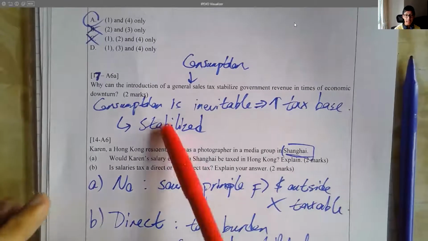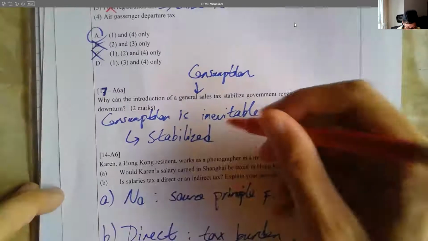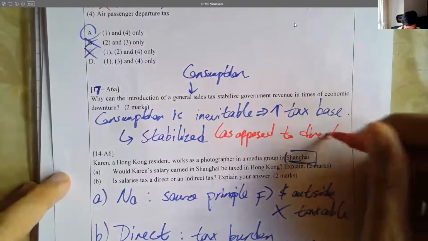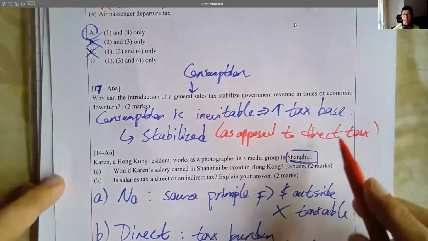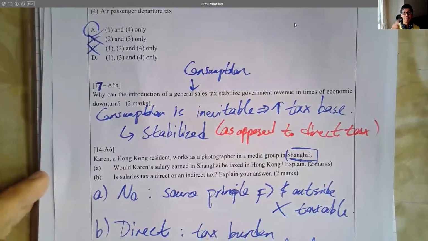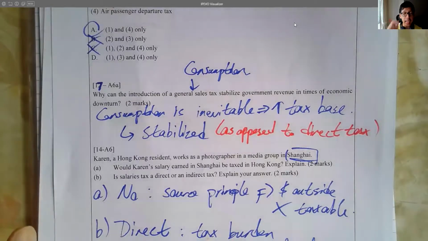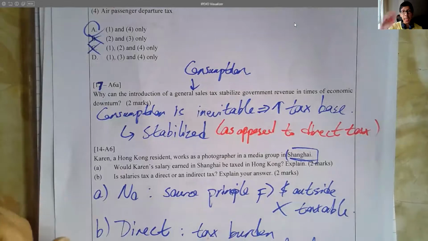係咪啊？Now, you may still not understand, but let's explain a little bit more. Now, when we say stabilize, we are saying as opposed to, let's say, direct tax. 係咪？Direct tax income. Now, in order to pay direct tax, first you need a job. 如果你都冇返工，你點俾人工稅咧？Right? Now, in economic downturn, people will lose their job, right? So the government will lose a lot of direct tax. 係咪啲公司會執笠啦？人會冇工返啦？係咪？Lose a lot of direct tax.